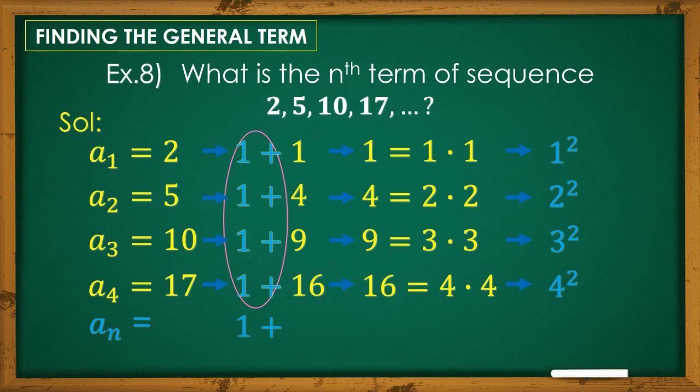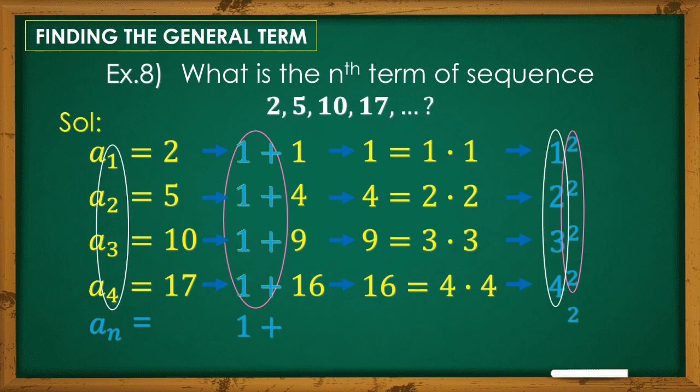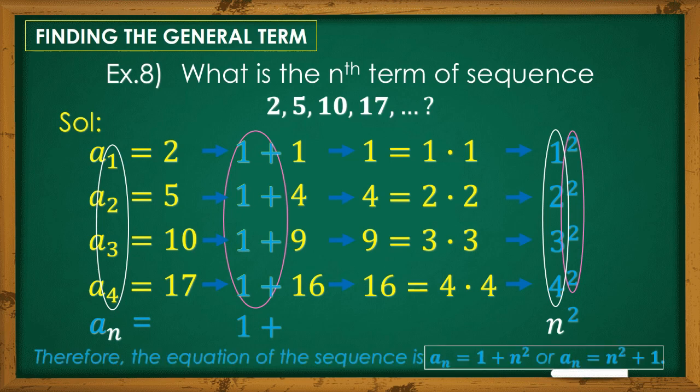At dyan, muli tayo makakita ng similar values, which is 2, which is our exponent. And for our last observation, we can see na yung consecutive numbers na 1, 2, 3, and 4 ay yung value ng ating n. That gives us the equation as a sub n equals 1 plus n squared, or pwedeng isulat as a sub n equals n squared plus 1.